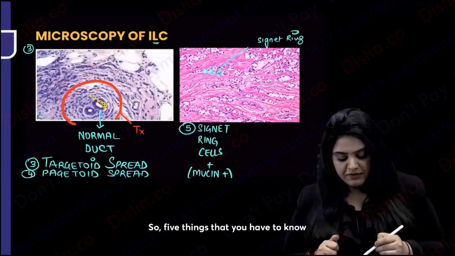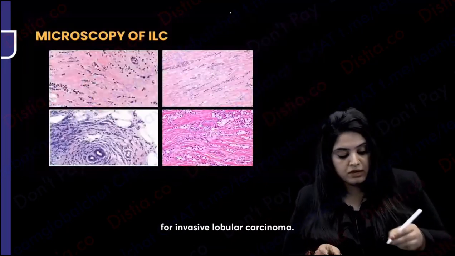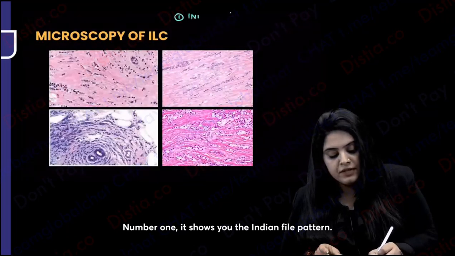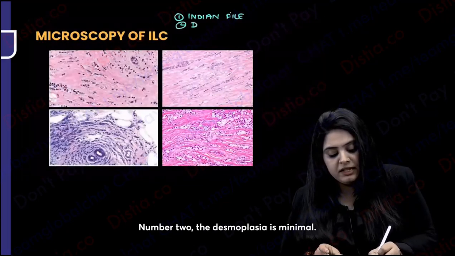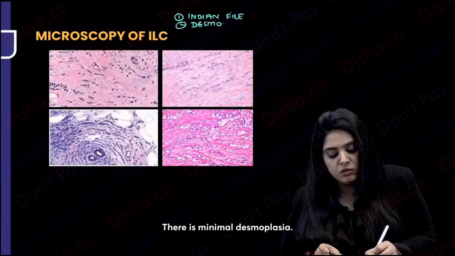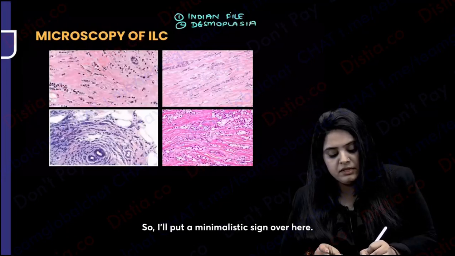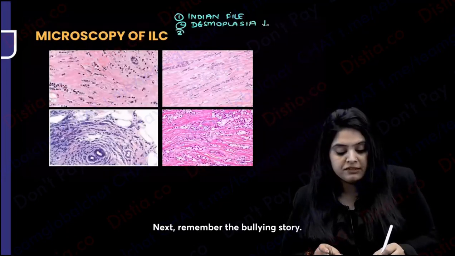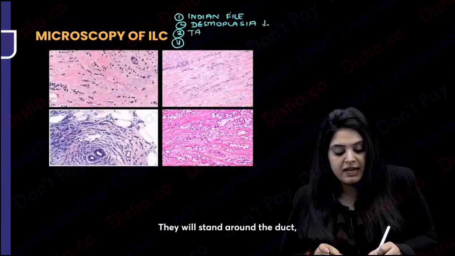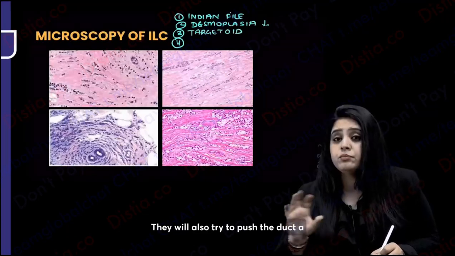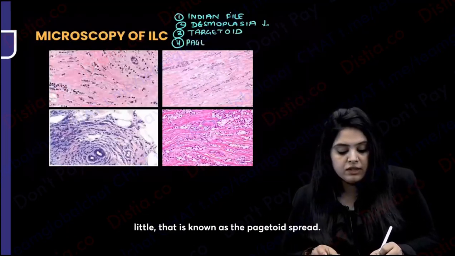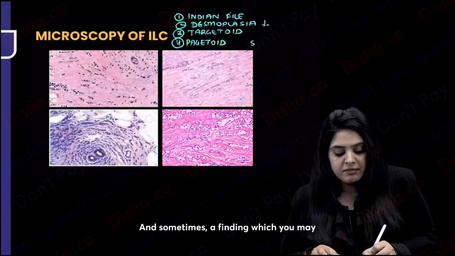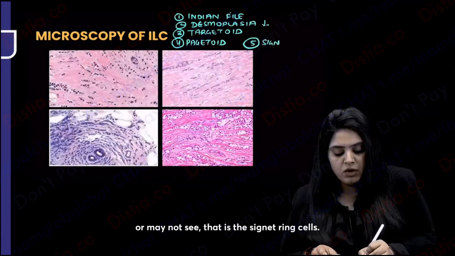So 5 things that you have to know for invasive lobular carcinoma. Number 1, it shows you the Indian file pattern. Number 2, the desmoplasia is minimal. There is minimal desmoplasia, so I'll put a minimalistic sign over here. Next, remember the bullying story. They will stand around the duct, that is known as the targetoid spread. They will also try to push the duct a little, that is known as the pagetoid spread. And sometimes a finding which you may or may not see, that is the signet ring cells.